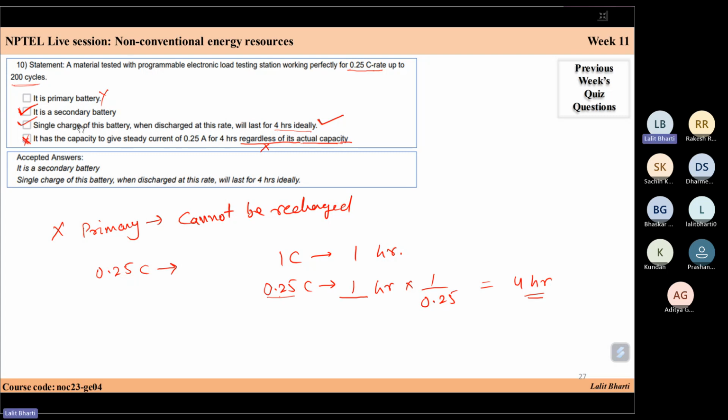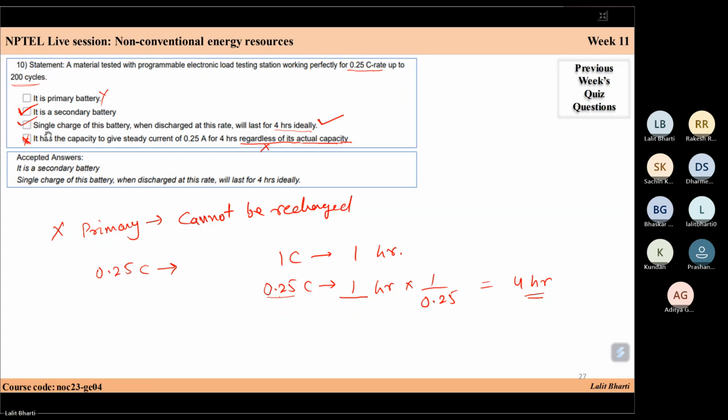Then the third option is: a single charge of the battery when discharged at this rate will last for 4 hours ideally. 0.25 C rate means, since 1 C rate is equal to 1 hour, you just divide, so 0.25 will be 4 times 1 hour, meaning 4 hours of discharge. So ideally you should get 4 hours of discharge with this rate. So option 3 is also correct.